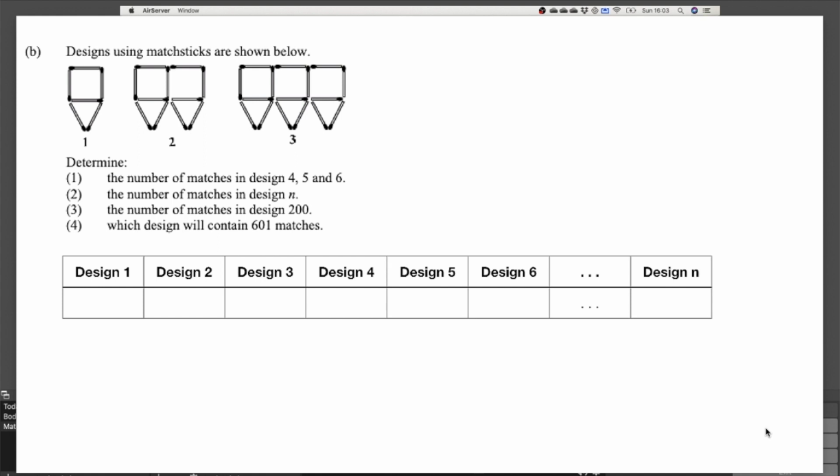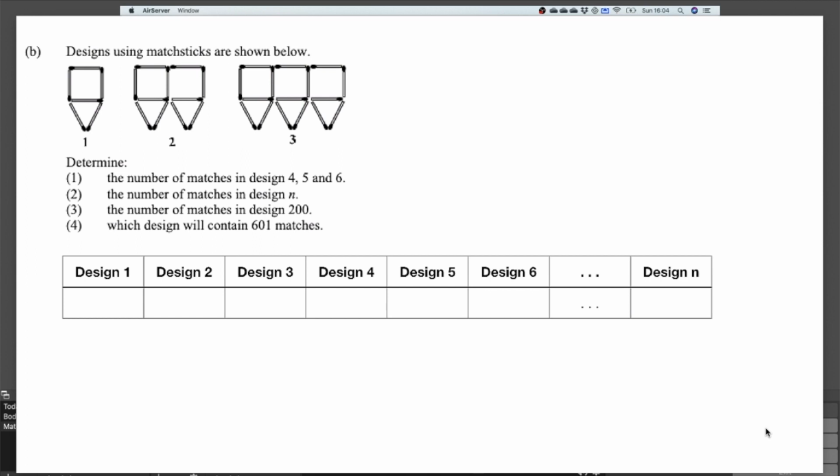Let's look at this example that I took from your book. These are designs that are made out of matchsticks. And we are asked in question number 1 to determine the number of matches in designs 4, 5, and 6. So you need to study the pattern that is given, and then you can be able to answer the questions.